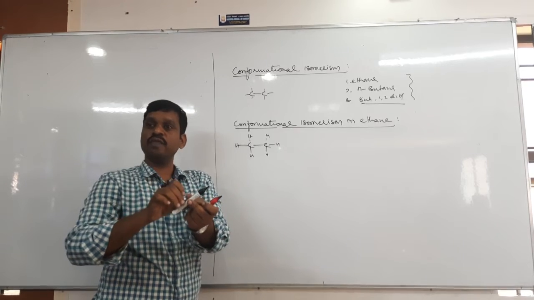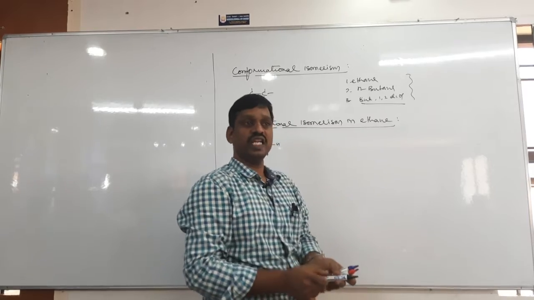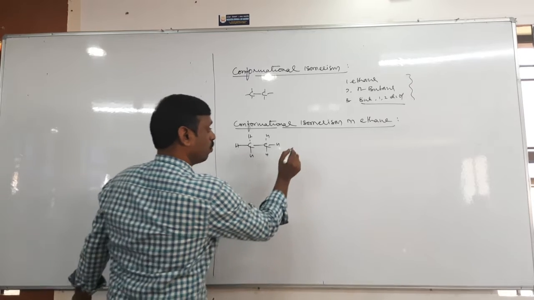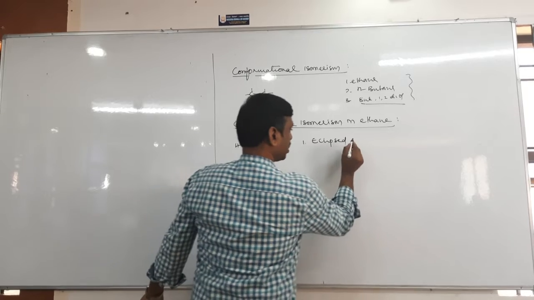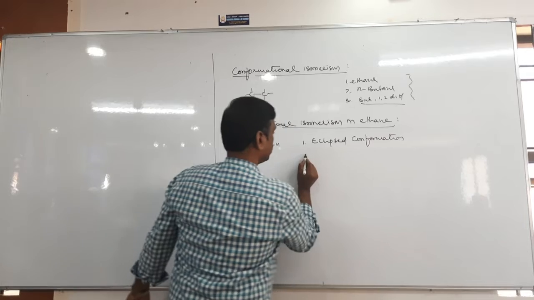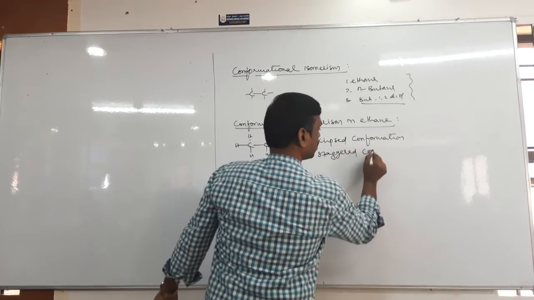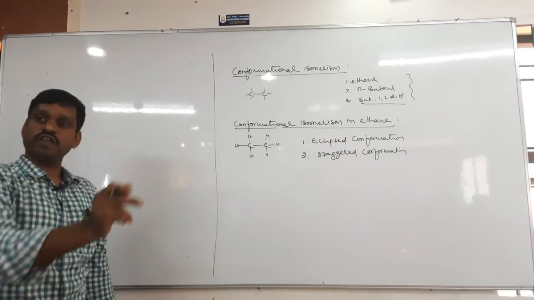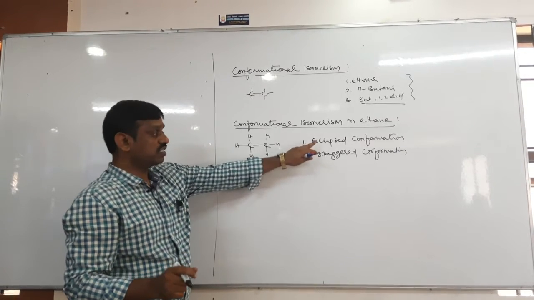that are called conformational isomers. Out of infinite number of conformational isomers of ethane, only two are important. Those are: one, eclipsed conformation. Second one is staggered conformation. So ethane gives n number of conformational isomers, but out of n, only two are important. One is eclipsed and the other staggered.